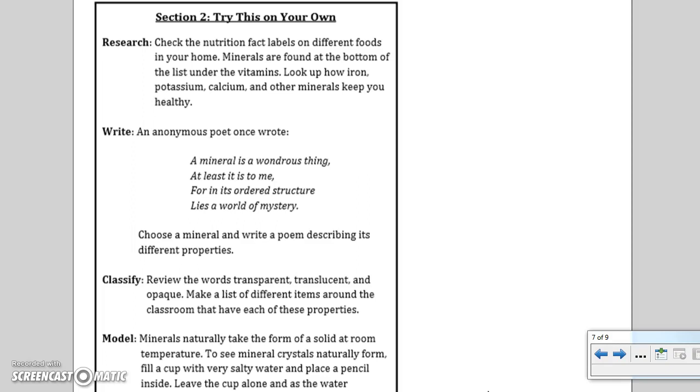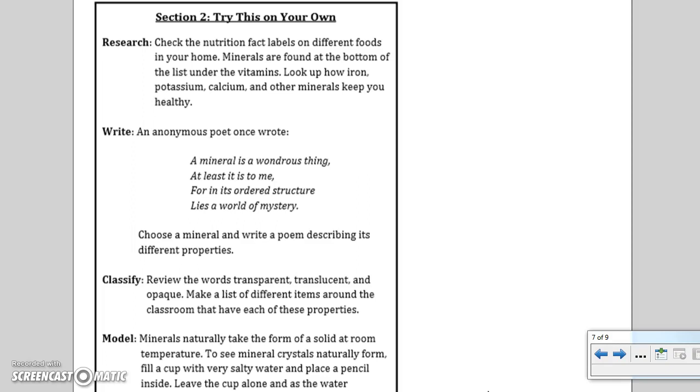Write. An anonymous poet once wrote, "A mineral is a wondrous thing, at least it is to me, for in its ordered structure lies a world of mystery." Choose a mineral and write a poem describing its different properties. Classify. Review the words transparent, translucent, and opaque. Make a list of different items around the classroom that have each of these properties.